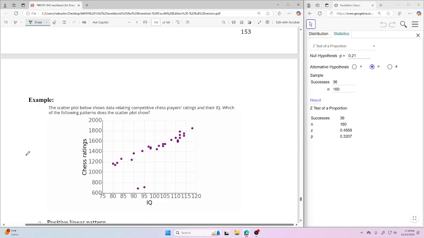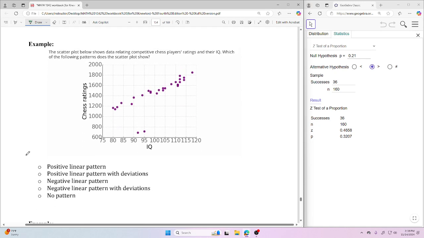All right. So, y'all are going to help me. We're going through these questions. It says the scatter plot, competitive chess player ratings and their IQ. What would you say is going on here? A, B, C, D, or E? Say it again. What is it? B. Positive, because it's going up, right? And it has this with deviations. What does that mean?